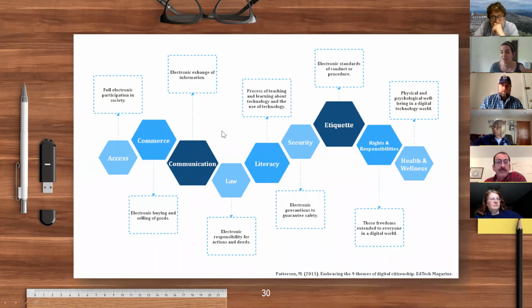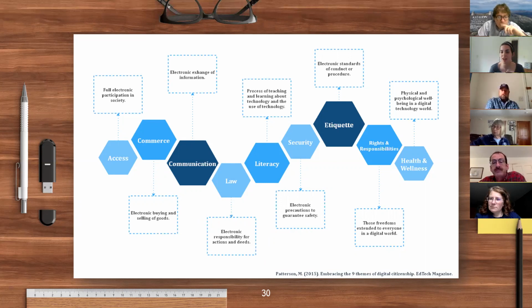I find those types of memory joggers helpful, like, oh, those 9, that's right, those 9 things. What was that again? Then I have an easier time finding it. Okay, so the 9 elements of digital citizenship are access, commerce, communication, law, literacy, security, etiquette, rights and responsibilities, and health and wellness. Now, one of these is probably extremely familiar to you, more familiar than some of the others, and that's this digital literacy piece.